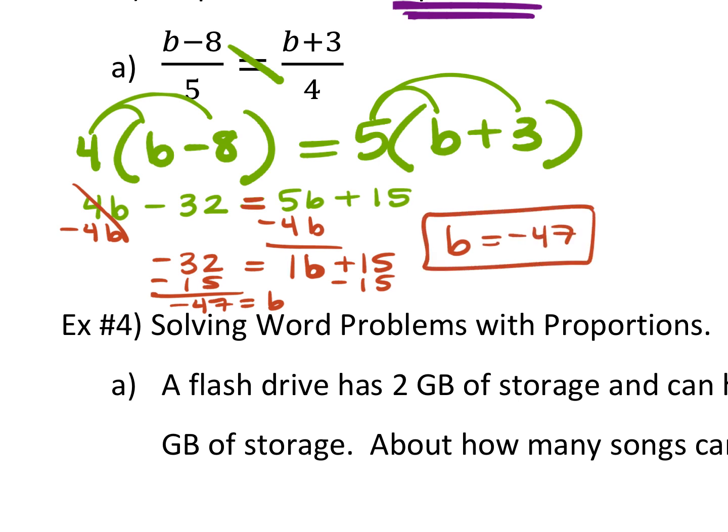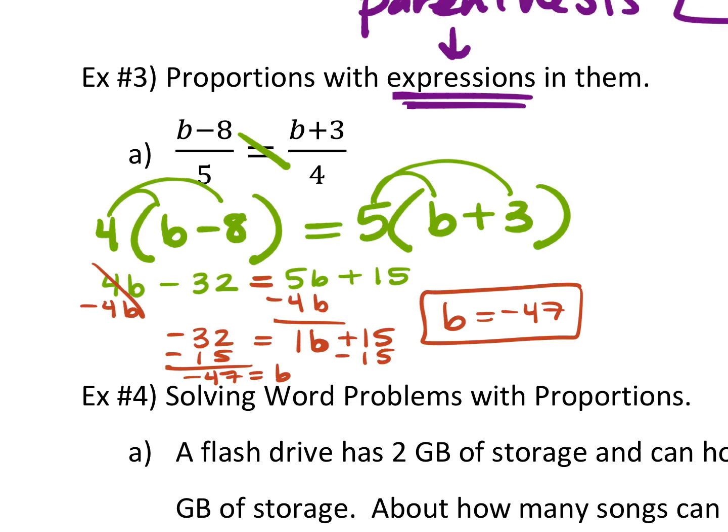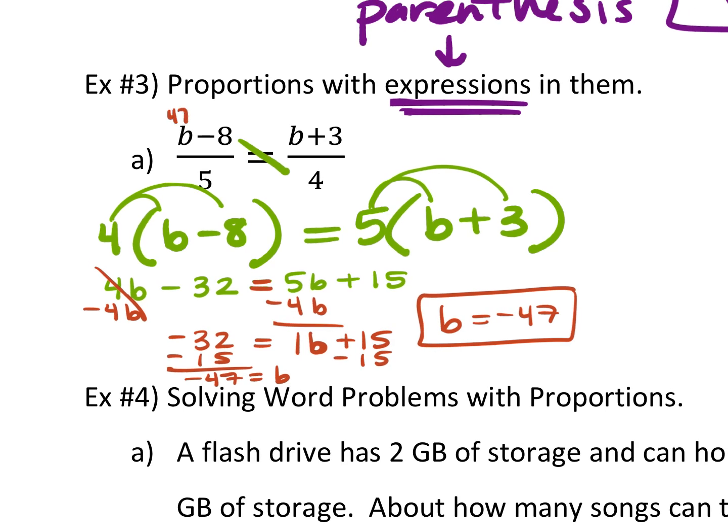How can you check your answer? Go back up here, plug in negative 47 minus 8, and type that into your calculator, what that works out to, 39 divided by 5. Type in negative 47 here, 50 divided by 4. They should equal the same thing, okay?